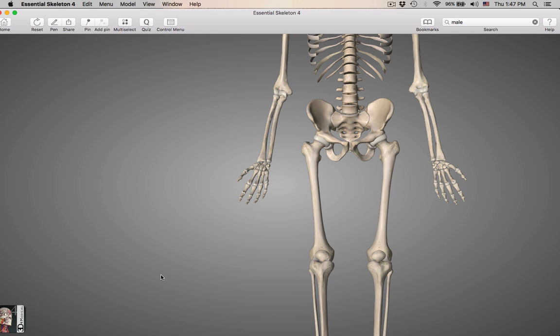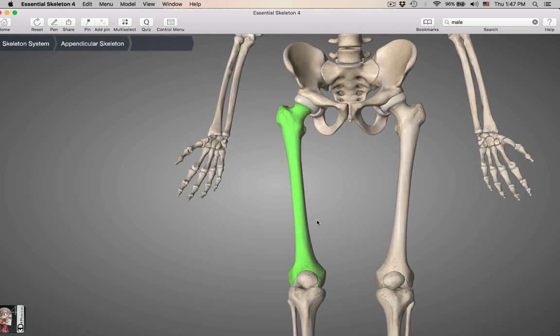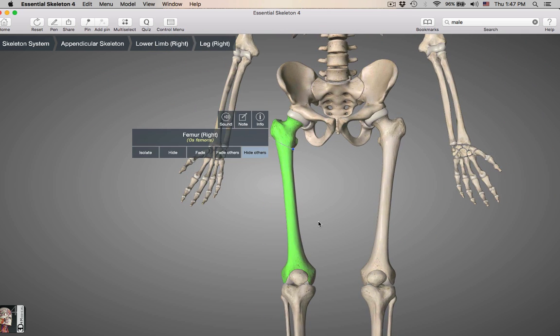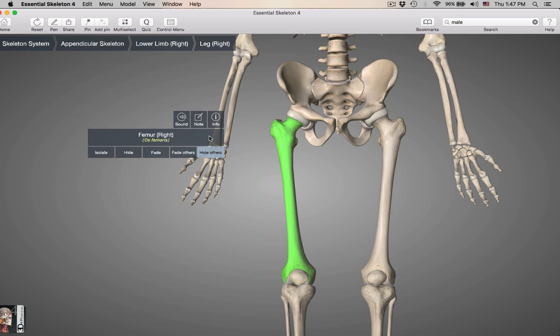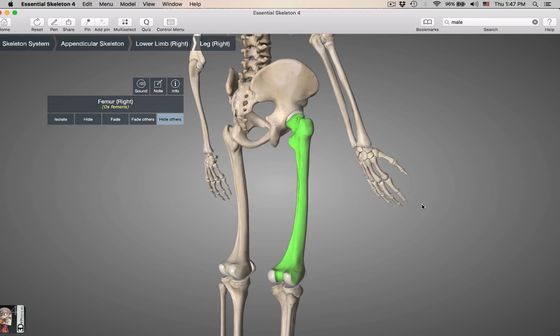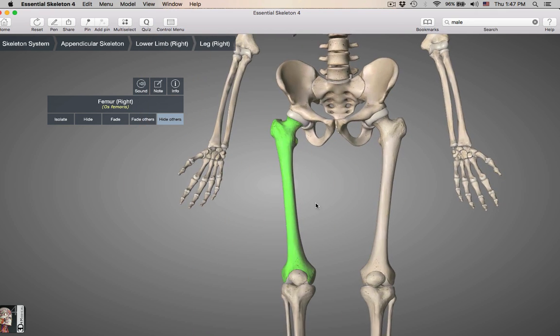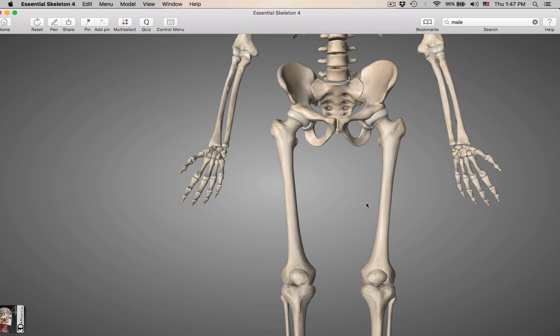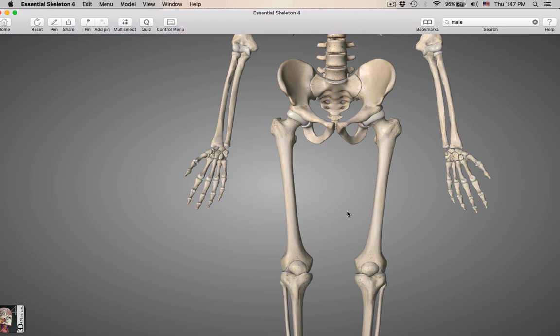The femur, the big mighty femur, the biggest, strongest bone in your body. There is your femur articulating with the hip bone at what portion of the hip bone? The acetabulum. So let's look at the landmarks of the femur.